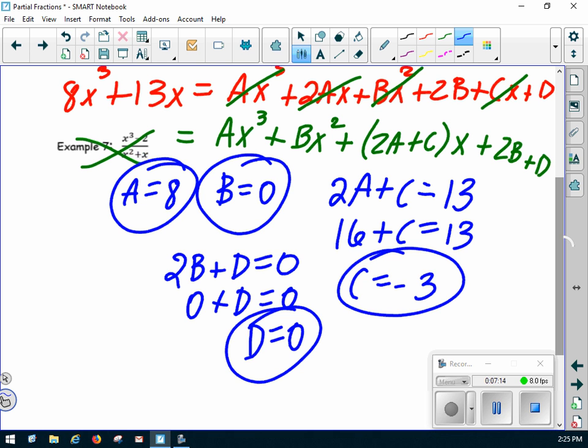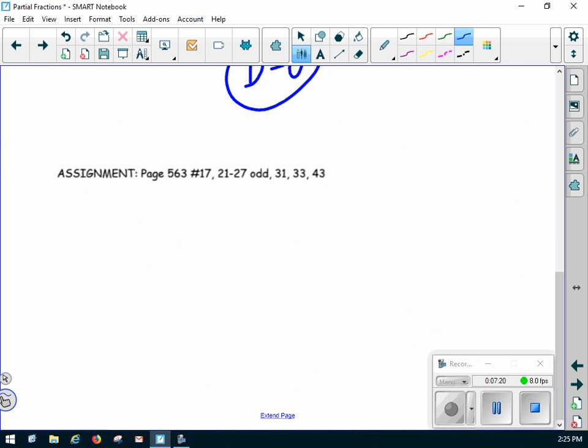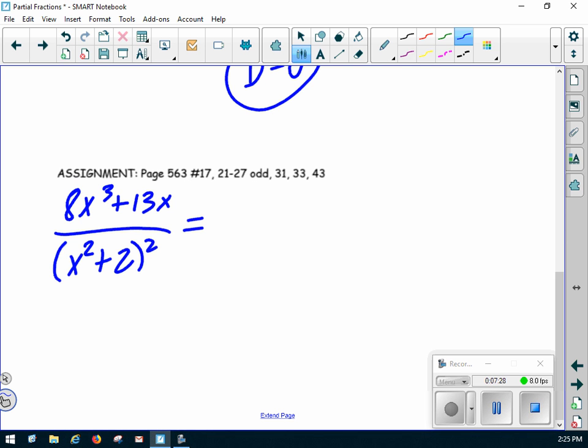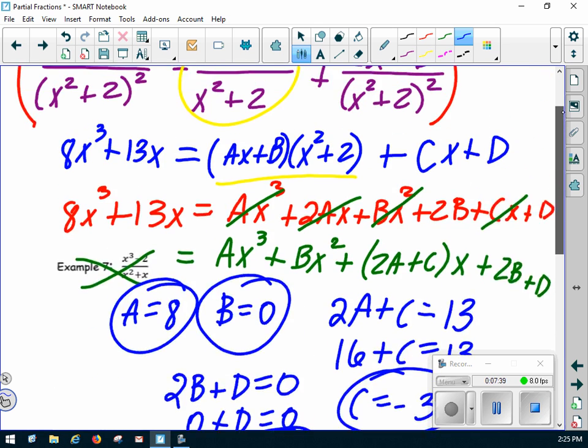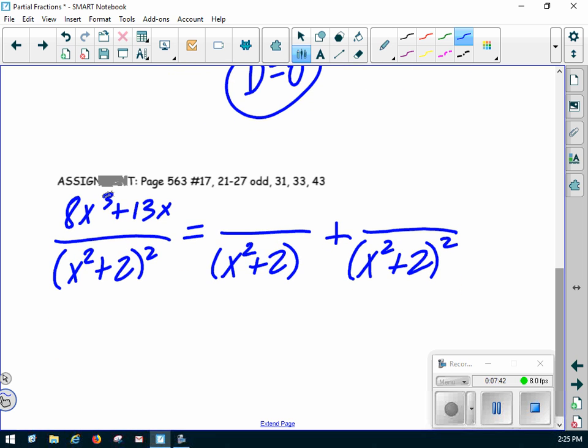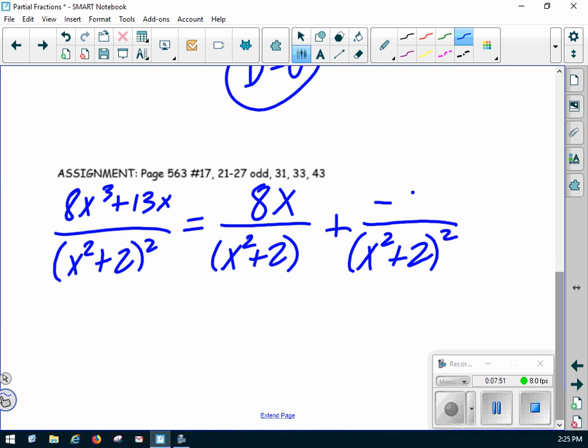So, what is our answer? 8x cubed plus 13x over x squared plus 2 quantity squared equals. Yep. A is 8 and B is 0. And negative 3x plus 0. And there's your answer right there.